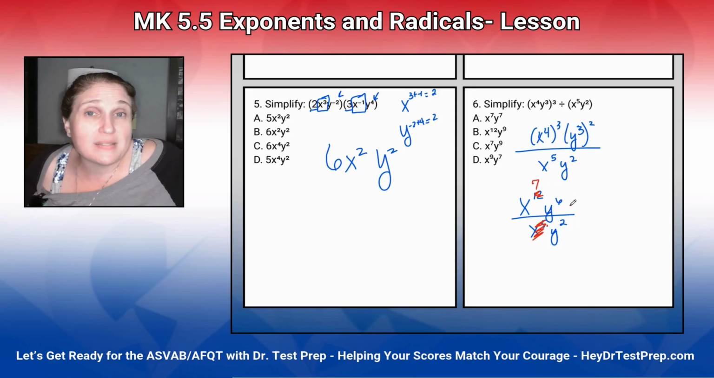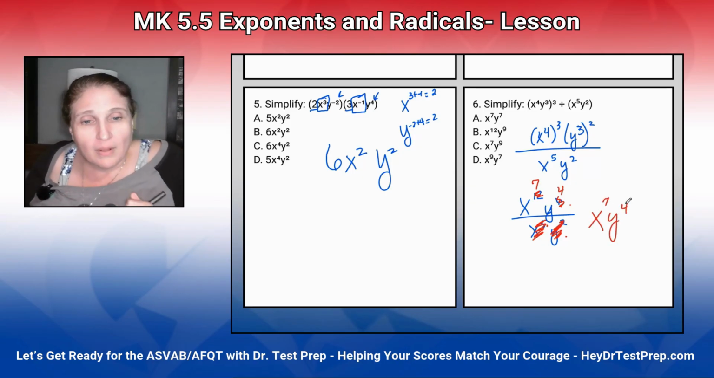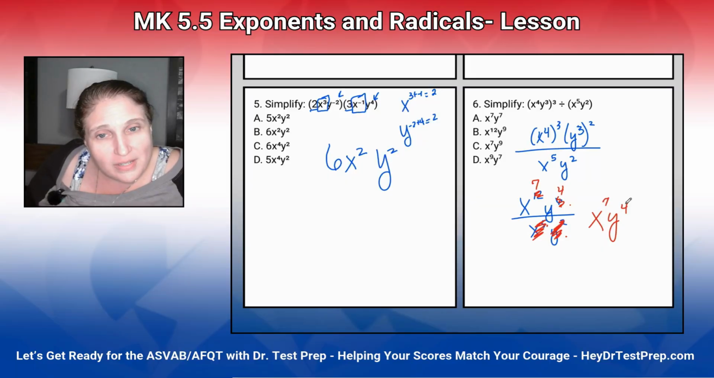Here, there's 6 y's on the top, 2 y's on the bottom. There's more y's on the top. 6 minus 2 makes this a 4. x to the 7th, y to the 4th, which is not one of the answers, so I'll have to remember to fix that.